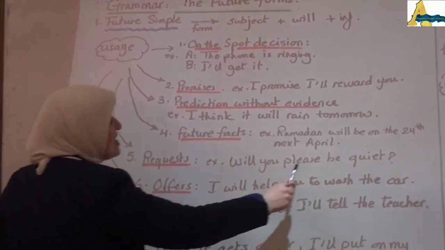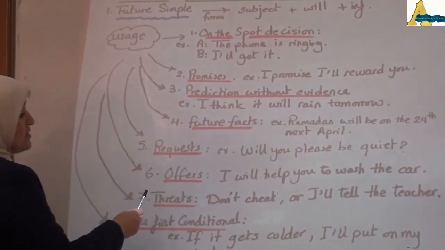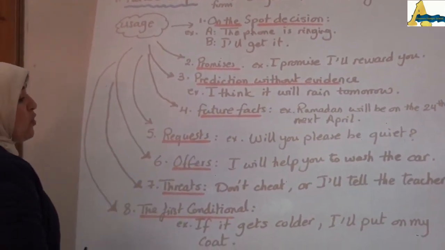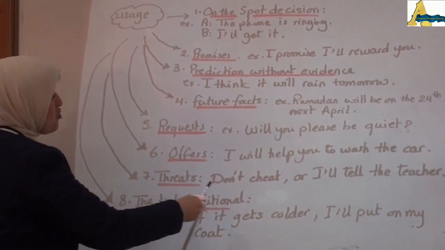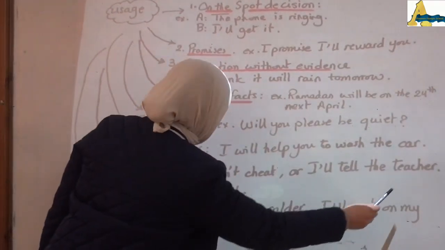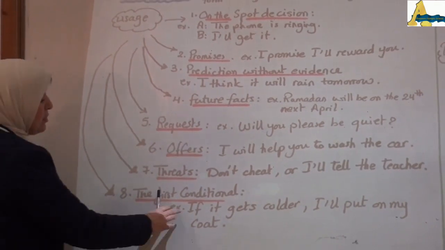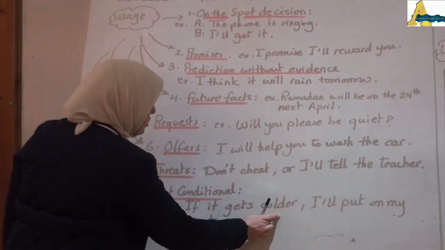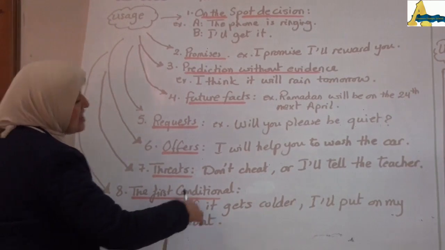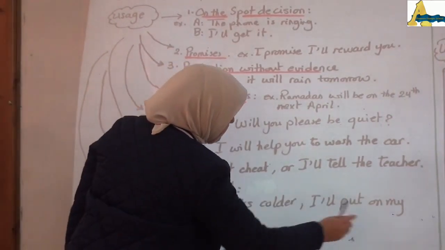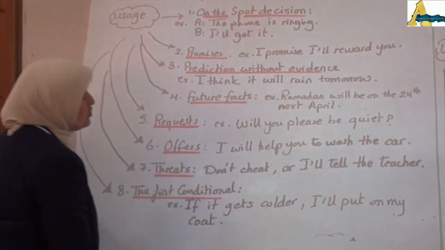Request, will you please be quiet? Offers, I will help you to wash the car. Threats, don't cheat or I'll tell the teacher. Remember this. The first conditional, for example, if it gets colder, here the present simple is used, and then on the other part of the sentence I'll put on my coat.